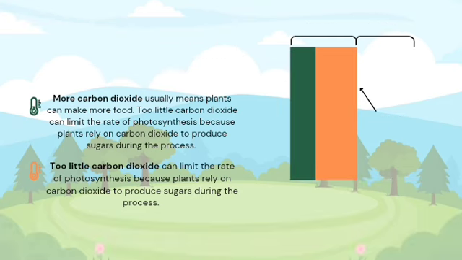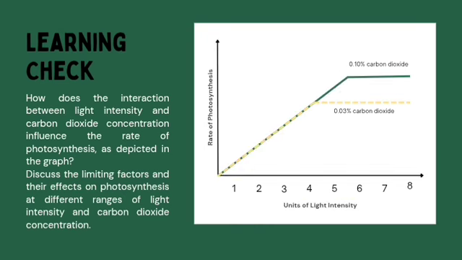Learning checks. How does the interaction between light intensity and carbon dioxide concentration influence the rate of photosynthesis, as depicted in the graph? Discuss the limiting factors and their effects on photosynthesis at different ranges of light intensity and carbon dioxide concentration.